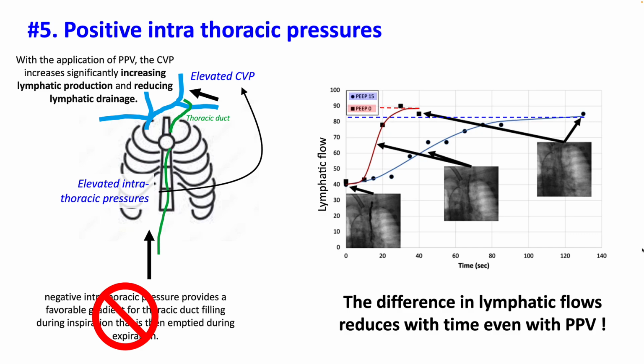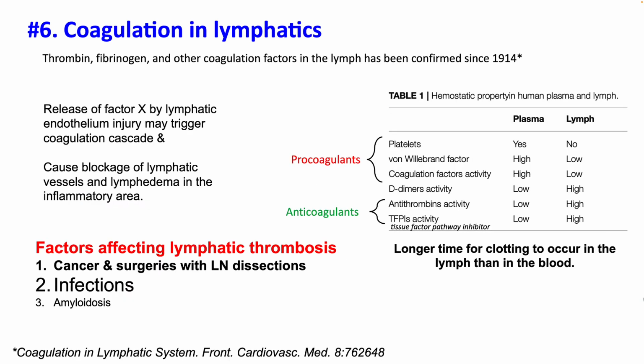Lymphatics take longer to clot because they have more anticoagulants and fewer procoagulants. However, in inflammation and in cancer, you can have release of factor 10 by lymphatic endothelium, and this can trigger the coagulation cascade and can cause blockage of lymphatic vessels and lymphedema in the inflammatory area.